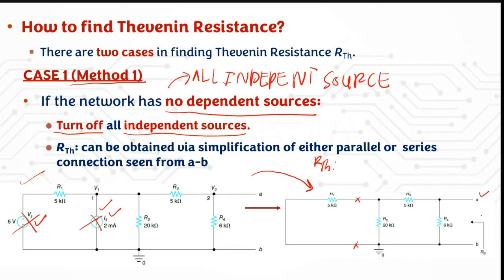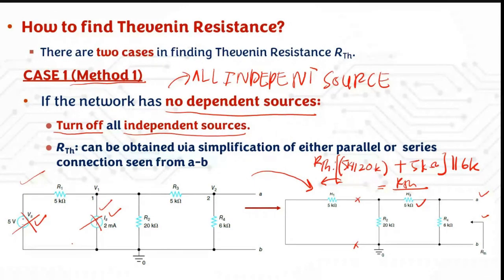This is your terminal, so you start calculating from this side. Here, RTH is 5K in parallel with 20K, and then you add 5K, which is then in parallel again with this 6K, and then you can get the value for your RTH. So that gives the value of RTH for this example when you have all independent sources.